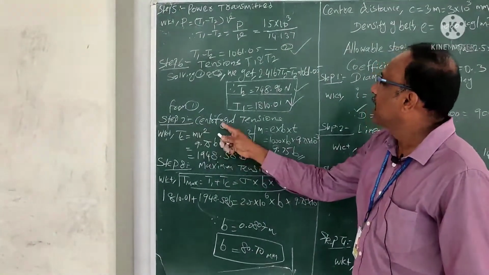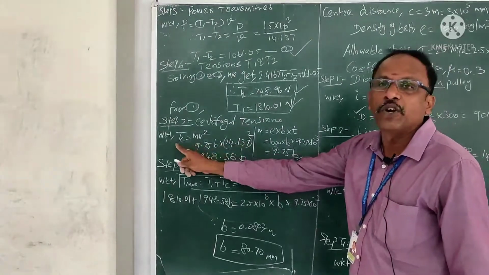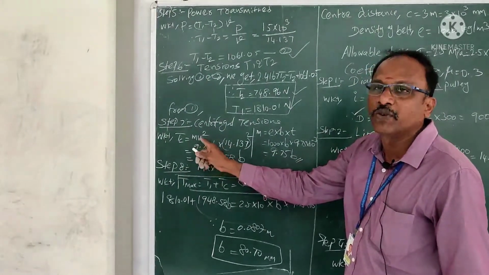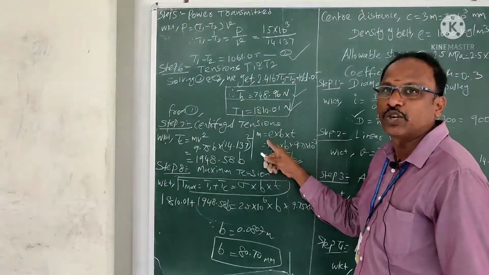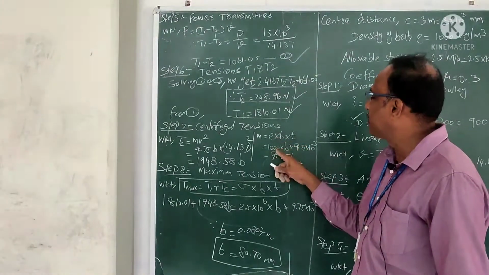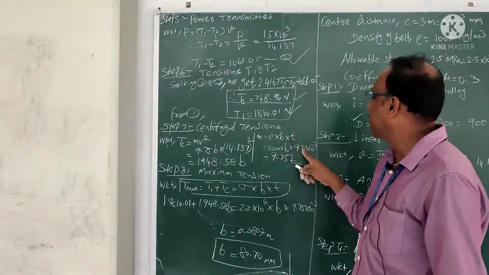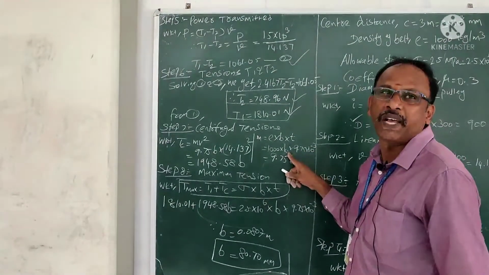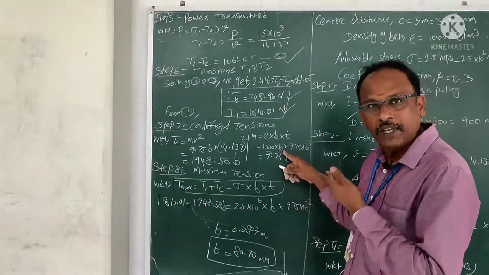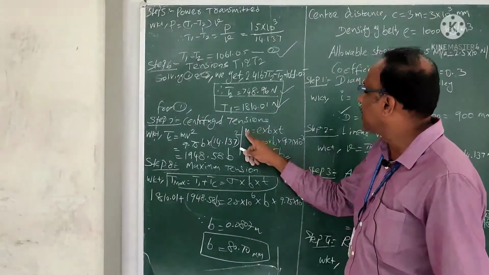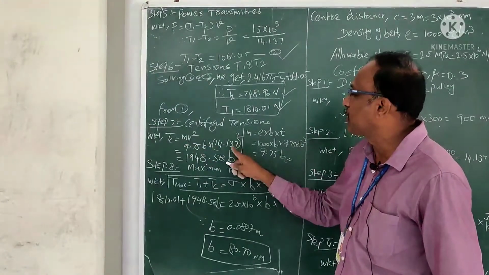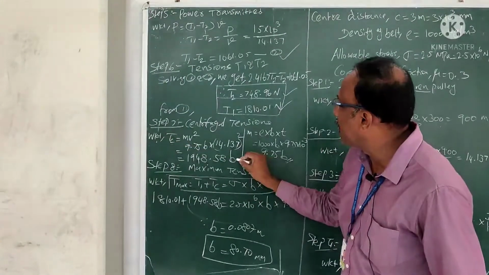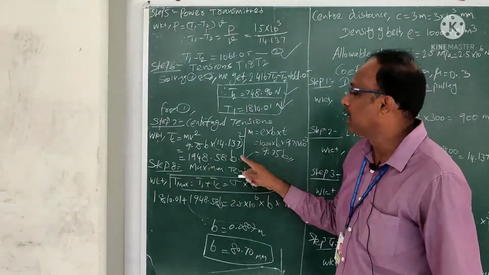Step number 7, calculate the centrifugal tension. We know the formula Tc equal to m v squared, where m is mass of the belt, calculated by rho into b into t. Rho is density, b is width, t is thickness. Here the width of the belt we don't know, so we substitute in terms of b. So we get the mass in terms of 9.75 b. So m into v square, we get the Tc value in terms of width only.